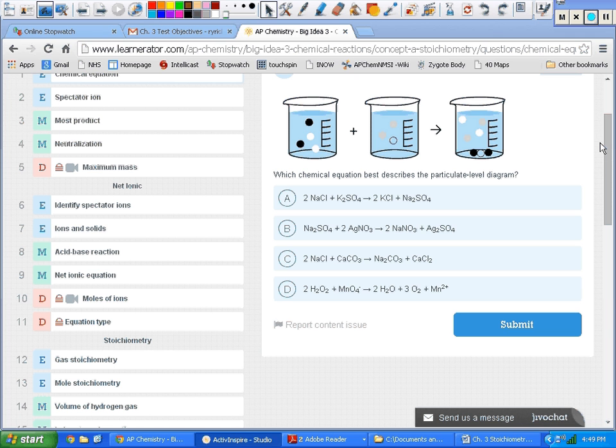What state of matter is O2 in? It's just O2. Do you see a gas anywhere on there? Wrong. Okay? Now, the next thing. We can look at this one and this one and this one and this one. So let's look at C real quick.